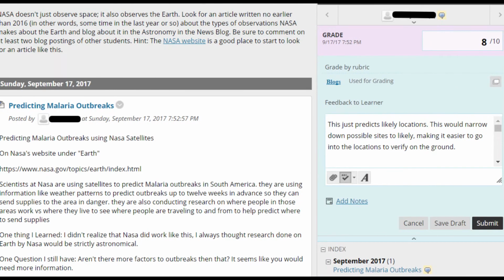For example, with the In the News blog, students must include a question they still have after reading their article. This not only requires them to evaluate their own understanding, a higher order thinking skill, it gives me a chance to answer their question in the feedback to the graded assignment.